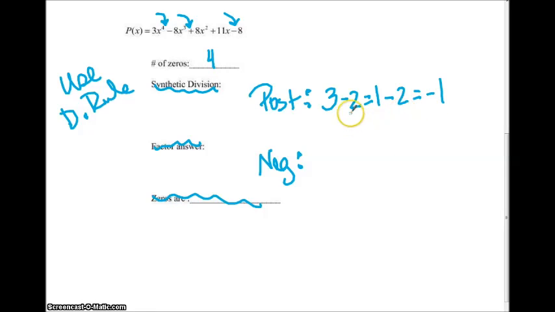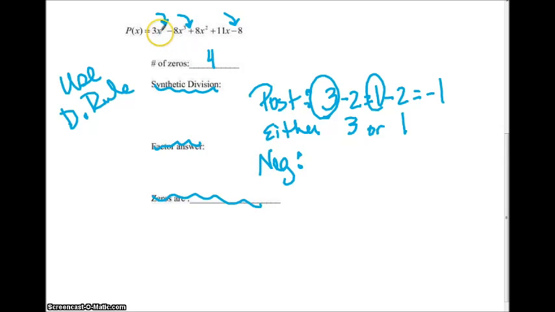The positive numbers you have listed here are going to be how many positive zeros you have. This is a positive number, and this is a positive number. So there's either 3 or 1 positive zero. So then for the negative, you've got to rewrite your problem and you change the sign for each of your x's.